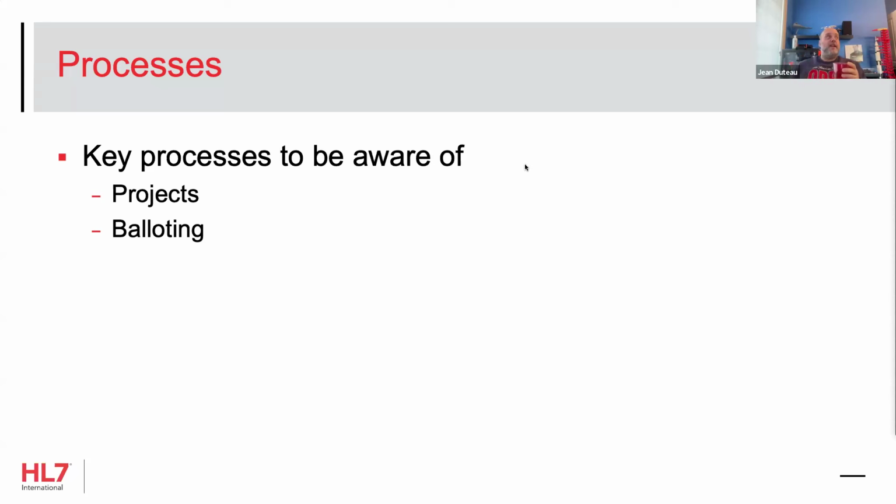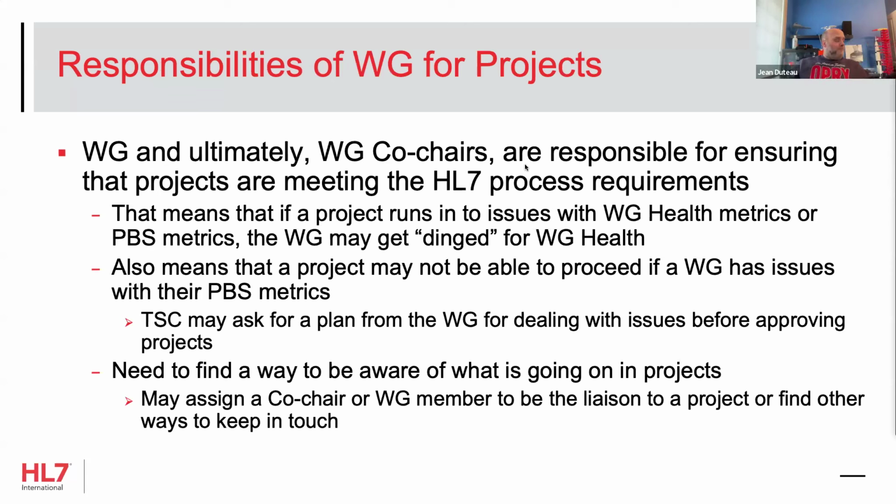Hopefully you've got good project teams that are also aware of these steps of projects and balloting, and can help you with that. And if you've got a good project team and you're on the ball as a co-chair, these processes tend to not take too much time. So the work groups, and ultimately us as co-chairs, are responsible for ensuring that projects meet the process requirements. This means that if a project runs into issues with either the work group health because it hasn't balloted or it's taking too long, or PBS metrics, the project metrics that we have, it's going to be the work group that's going to get dinged in the work group health.